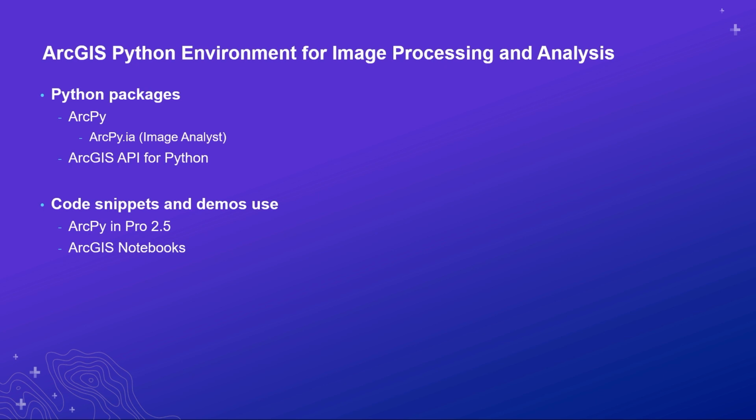ArcGIS API for Python is an enterprise solution where you work with services and perform analysis on server. The API and the capability we will talk about in this presentation are only released in ArcGIS Pro 2.5. So in this presentation, in the demo and code snippets, we're going to use ArcGIS Pro 2.5, ArcPy, and ArcGIS Notebook. Similar capability on ArcGIS API for Python will be available in the next enterprise release, which is ArcGIS 10.8.1.